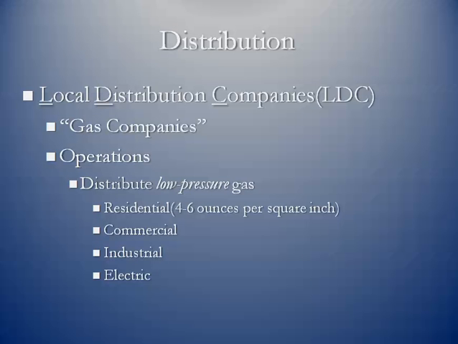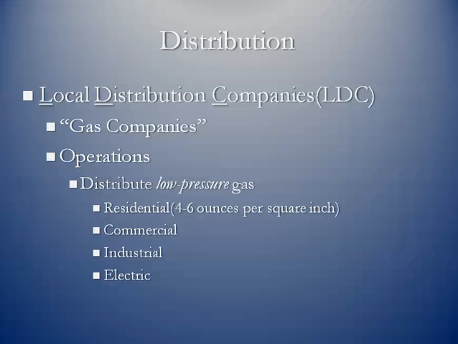Local distribution companies, otherwise in the business known as LDCs, these are your gas companies. Whoever your local gas company is, is an LDC. They're going to distribute the gas to the various end users that are connected to their systems. Their primary operation is to distribute low pressure gas. When we talked about transmission pipelines, they move the gas at very, very high pressures. And you can't have that type of pressure coming into your house, especially into something like a hot water heater. So they lower the pressure.